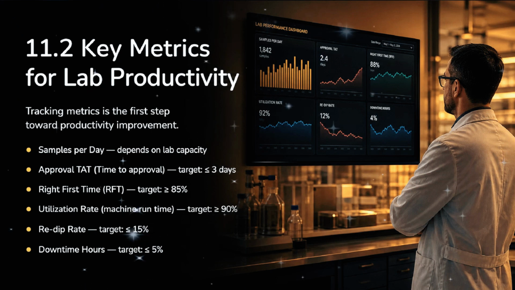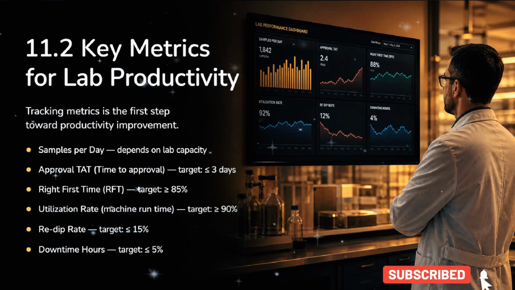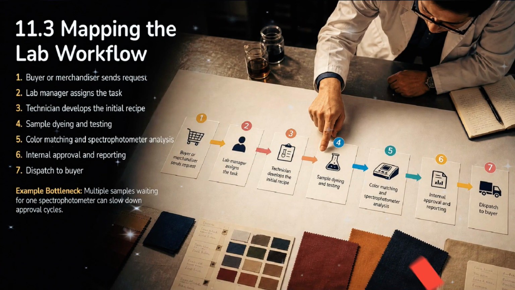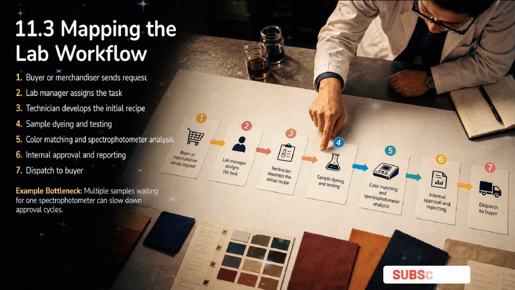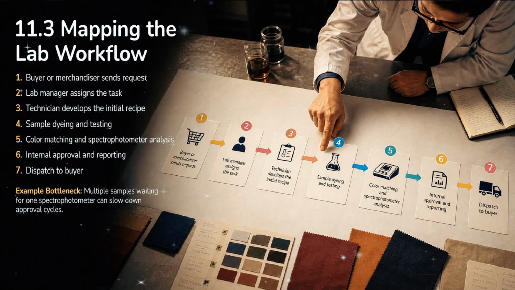Key performance indicators include samples per day, time to approval, right first-time percentages, machine utilization rates, redip rates, and minimizing downtime. Understanding your lab workflow is essential to identifying bottlenecks. By mapping every step from the initial request to final dispatch, you can pinpoint exactly where delays occur, such as a wait for spectrophotometer analysis.